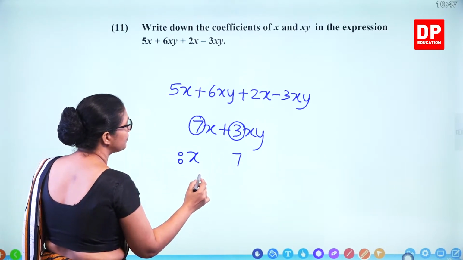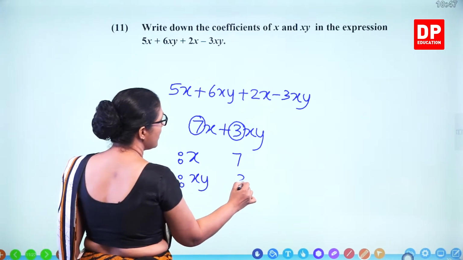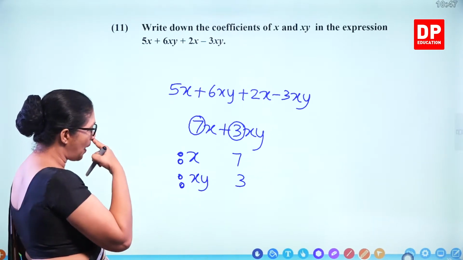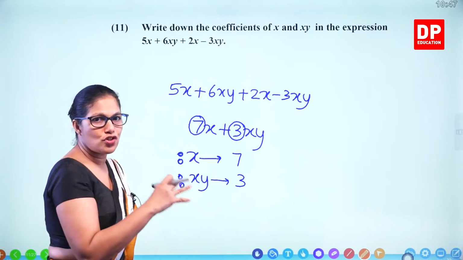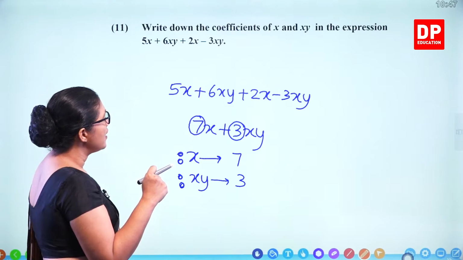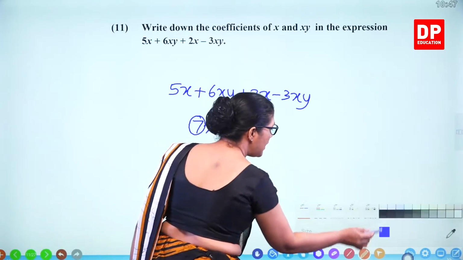Coefficient of xy is 3. So here we can write the coefficients like this. I'm writing it in words. Coefficient of x is 7. Coefficient of xy is 3. So 2 marks, 1 each.